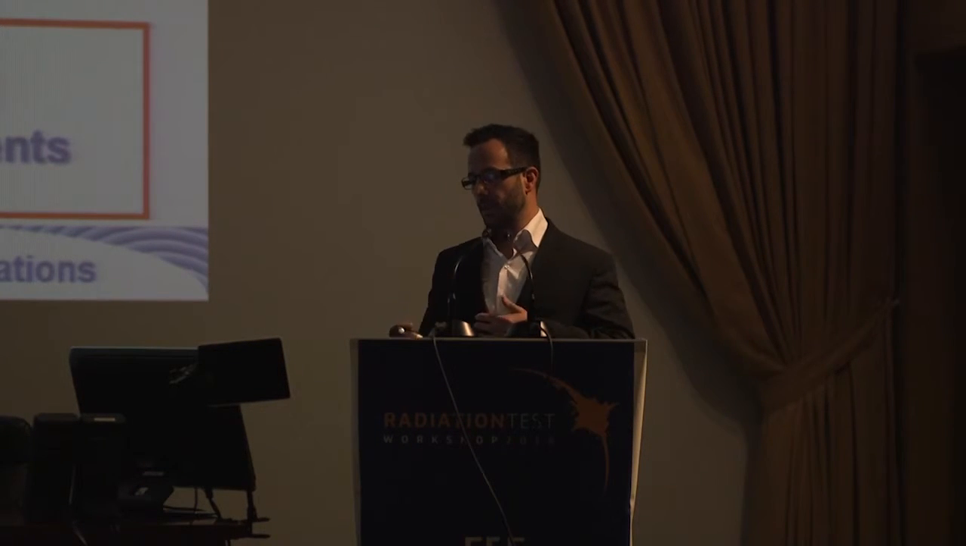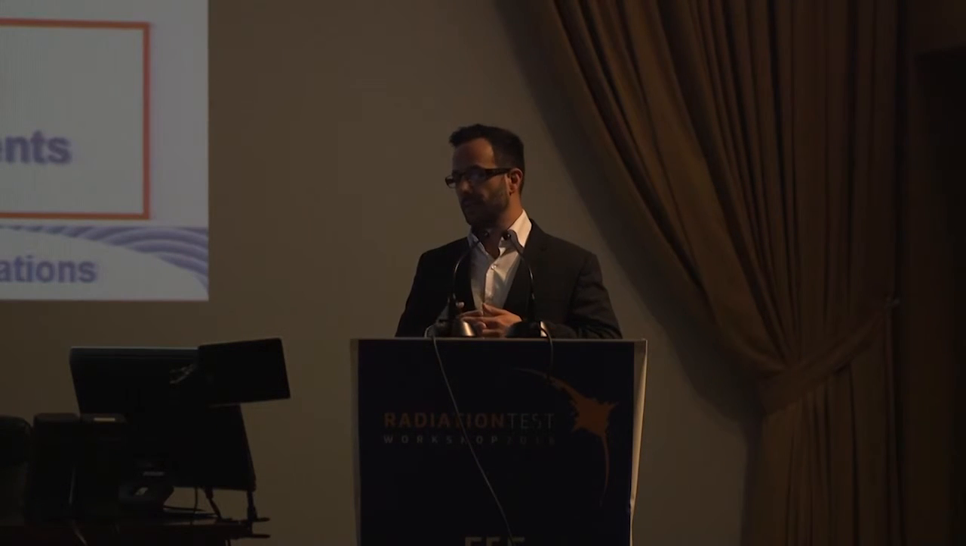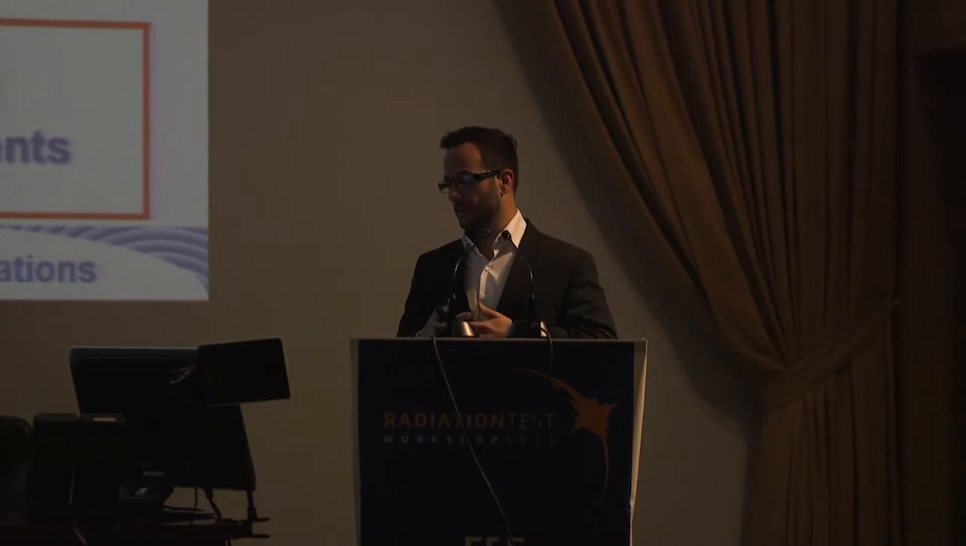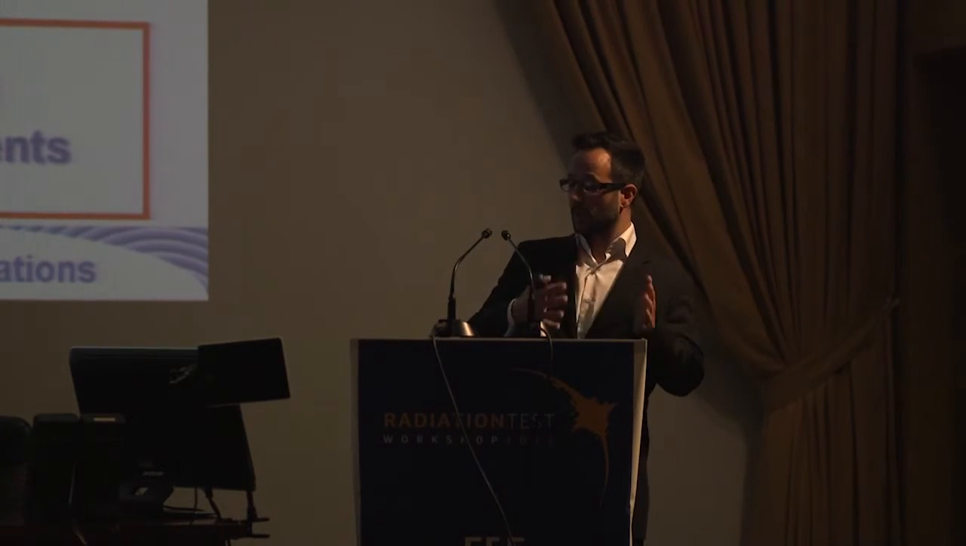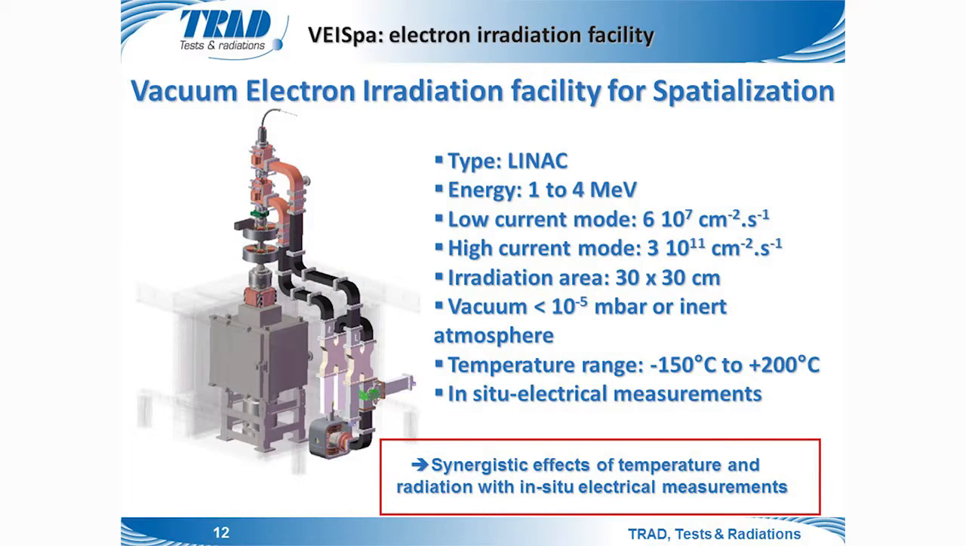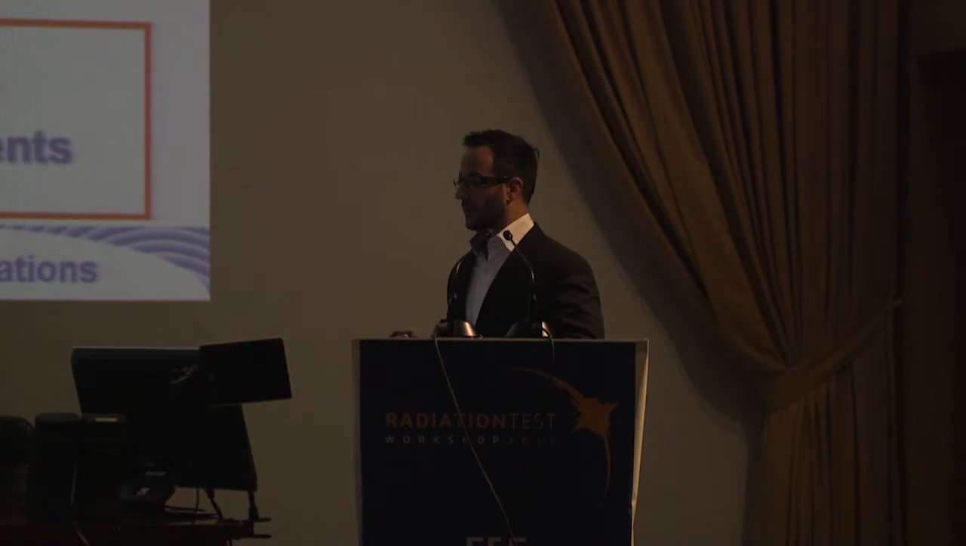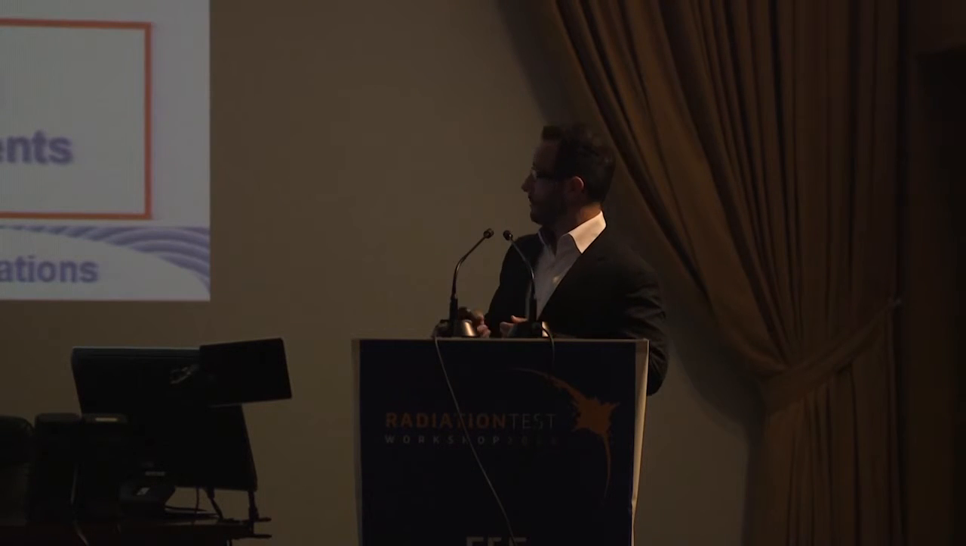The radiation area is quite big. We can make tests on big area, 30 square centimeters. And the vacuum is the same as before. You can perform irradiation in vacuum and or in inert atmosphere if you want. The temperature range is from minus 150 to 200 degrees Celsius. You can perform in situ electrical measurement, of course, and this equipment can assess the synergistic effects of temperature and radiation with in situ electrical measurements.